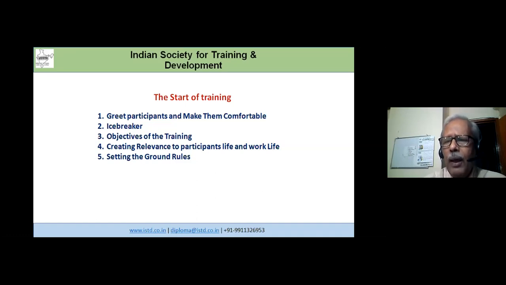Number two, adult trainees have a question in mind: how far is this particular training program relevant to their own life or to their work life? That relevance has to be very explicitly made clear by the trainer. There lies the credibility of the trainer, to make it connected to their own life or to their work life. Making that relevant to them is very, very important. That relevance is to be created by the trainer. This is a very, very important task that the trainer must understand.